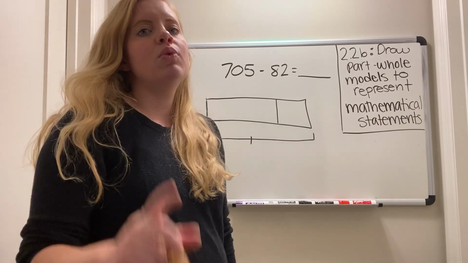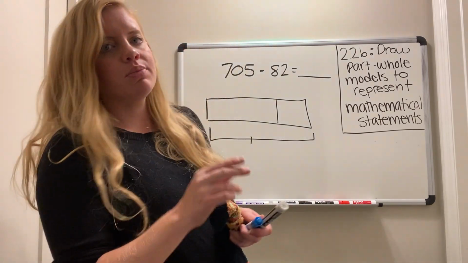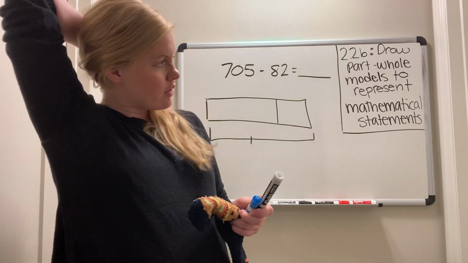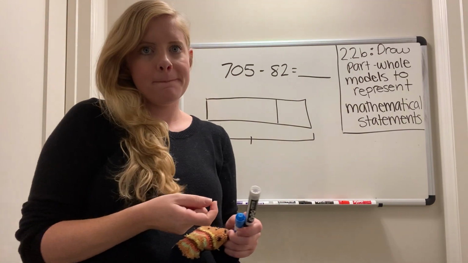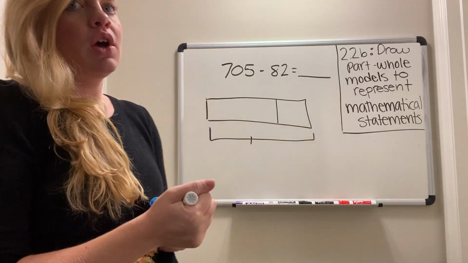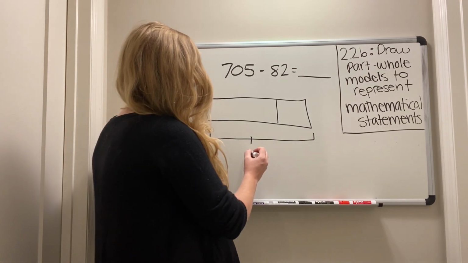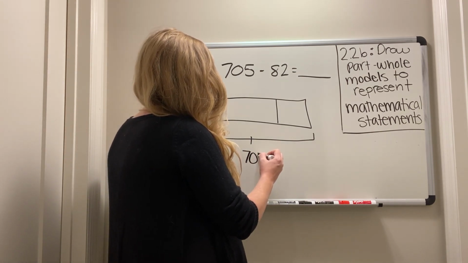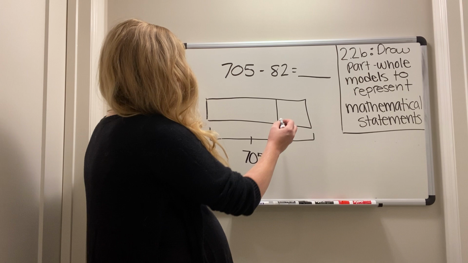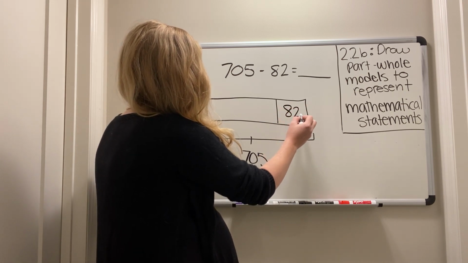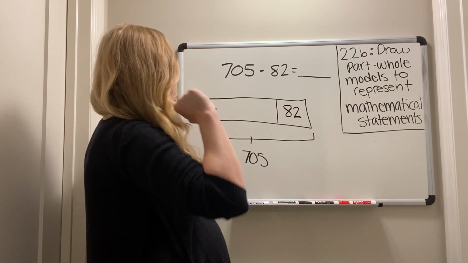I'll give you a hint. We know the whole, we know one part, now we're looking for the other part. Good. The whole is 705. One of the parts is 82. And in order to find the other part, we need to subtract.